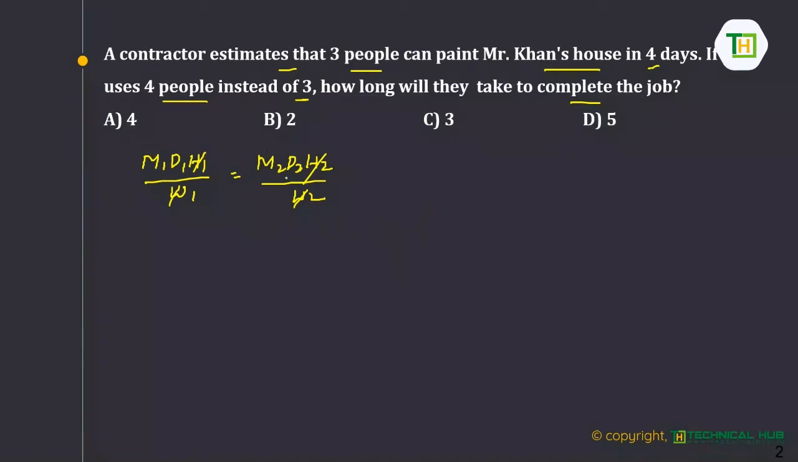The contractor estimates 3 people can paint Khan's house in 4 days. It means M1 is 3 and D1 is equal to 4 days. If you use 4 people instead of 3, M2 is 4, and you have to calculate the D2 value. Substituting, 3 into 4 is equal to 4 into D2. The 4 gets cancelled, so if you use 4 people, 3 days are required to paint Khan's house.